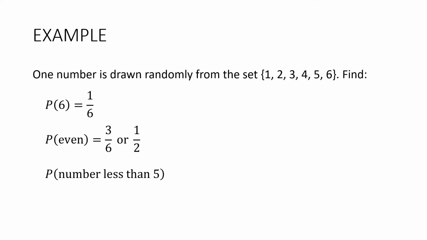Find the probability that it's a number less than 5. Less than 5 means not including 5. So it could be a 4, a 3, a 2, or a 1. 4 possibilities out of a total of 6. Our probability then is 4 over 6 or 2/3.